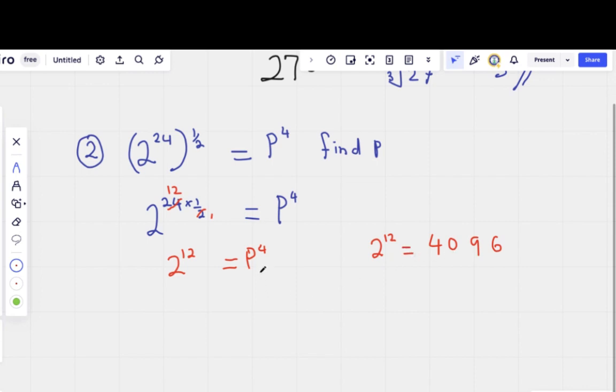You know what I want to do? We are looking for the base. I want to make the power same so that I will equate the base. So this same number, what number will I have such that it will be raised to the power of 4? What number?